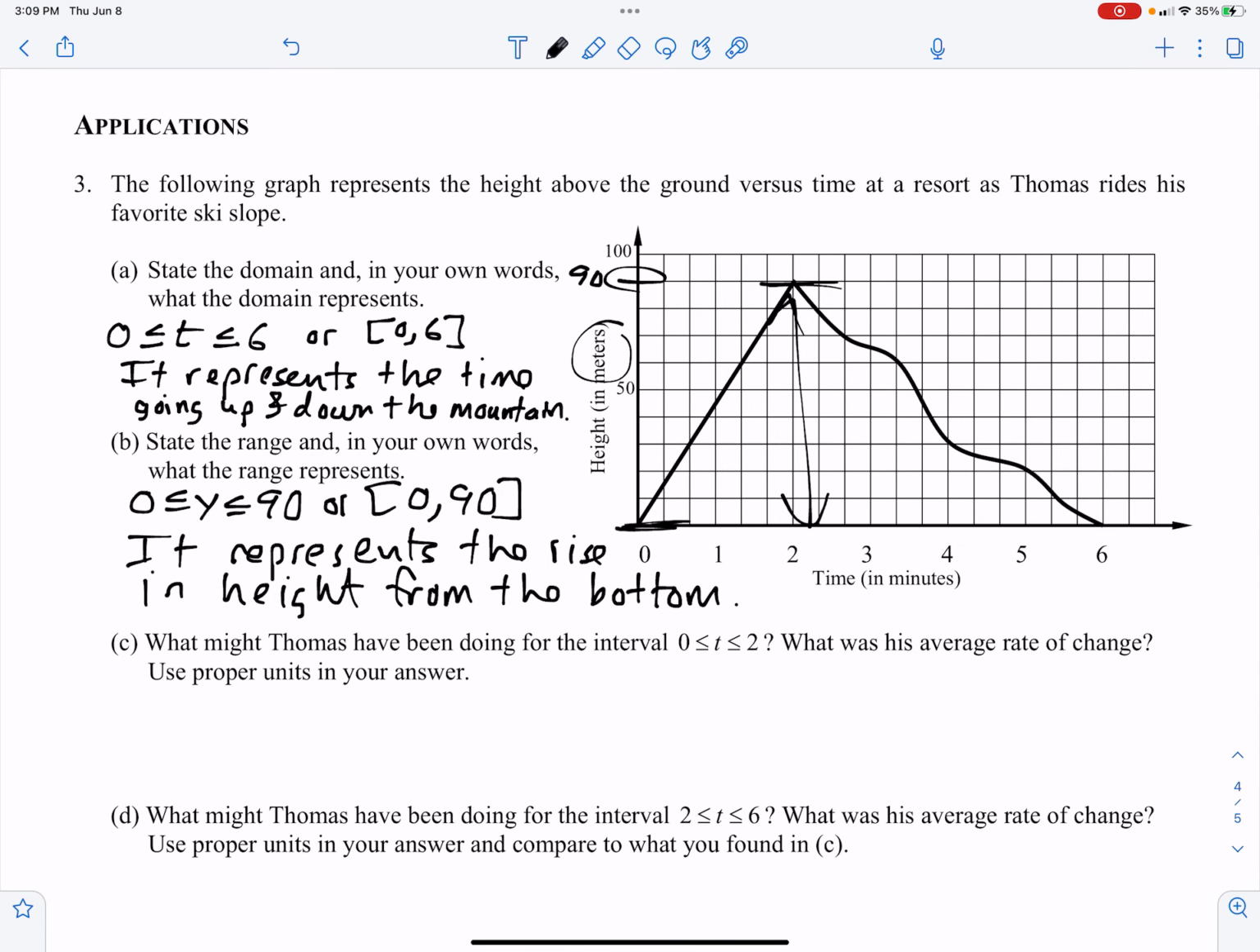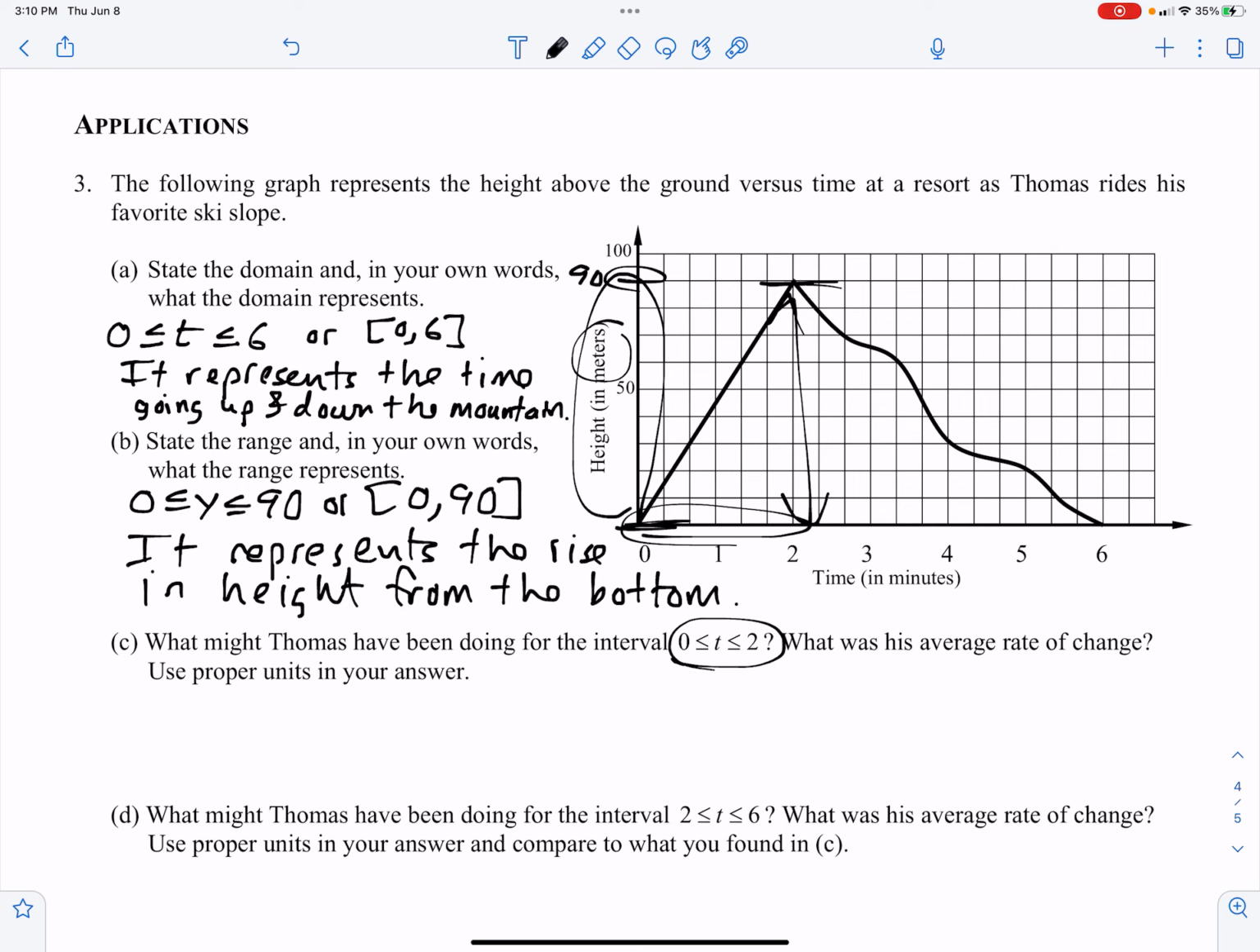What might Thomas have been doing during the interval from 0 to 2 minutes? Well, if you notice, it's a constant rate of change. So one way we can find that constant rate of change is by taking a look at the distance that you travel and the time it took to get there. Okay, that's how we can find the average rate of change. So what could it represent?